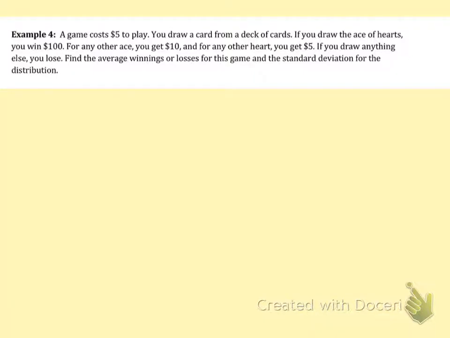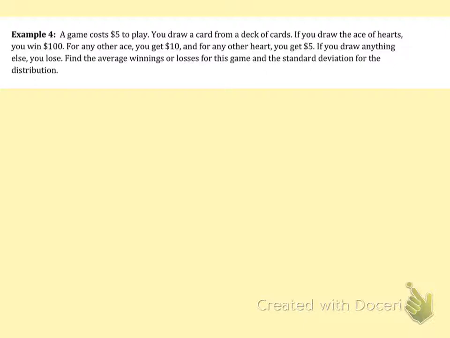Hi everyone. This is example 4 for the supplemental topic involving discrete random variables from your student packet. It says a game costs $5 to play. You draw a card from a deck of cards. If you draw the ace of hearts, you win $100.